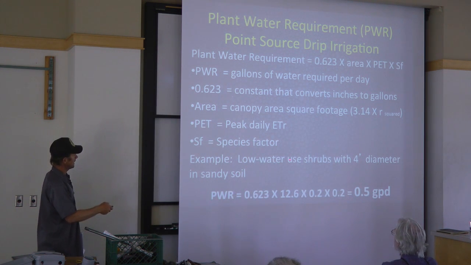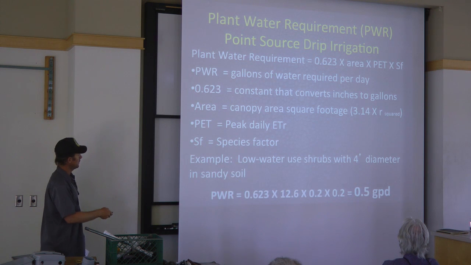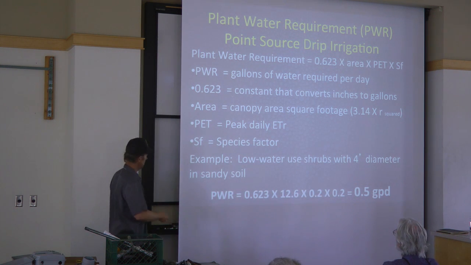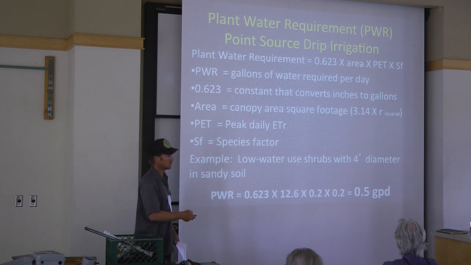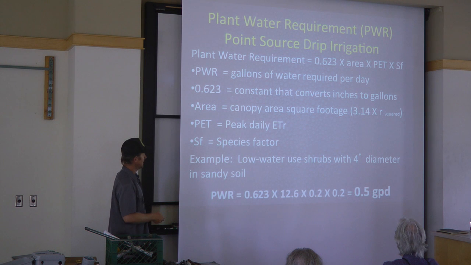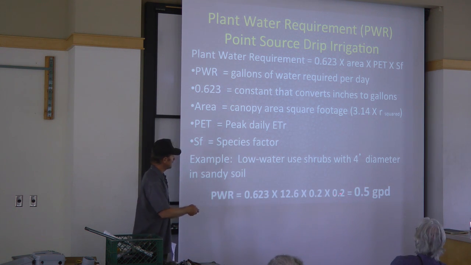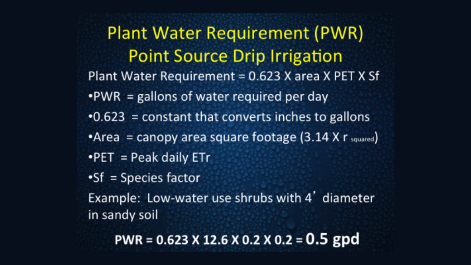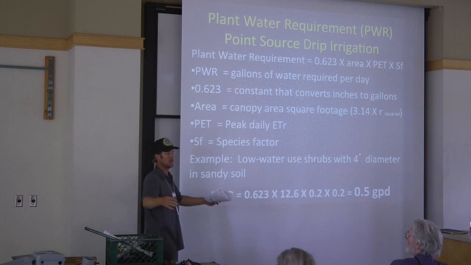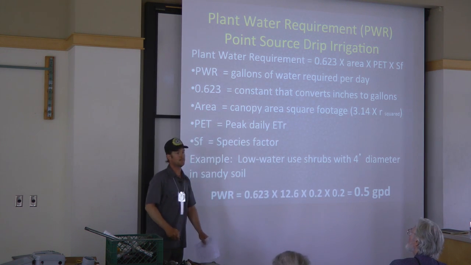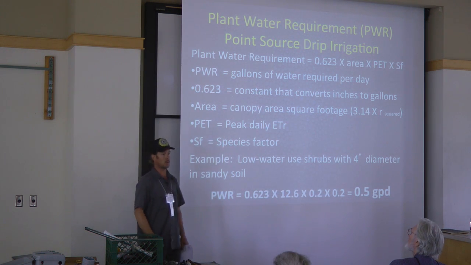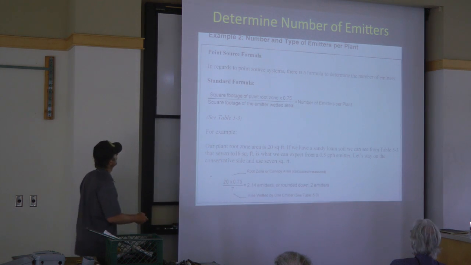And in our example, we've got a low water use shrub with a 4-foot diameter in a sandy soil. So then our formula is 0.623 times 12.6, because that's how the math came out, with 3.14 times 4, times 0.2 of an inch, that's our daily peak ET, times 0.2, which is our species factor. So basically we've determined that a low water use shrub with a 4-foot diameter will need about half a gallon per day of water. All right?